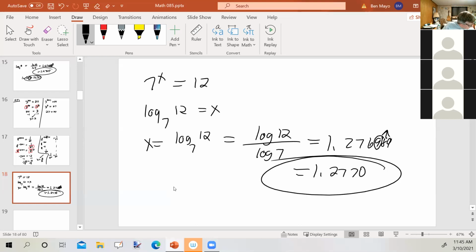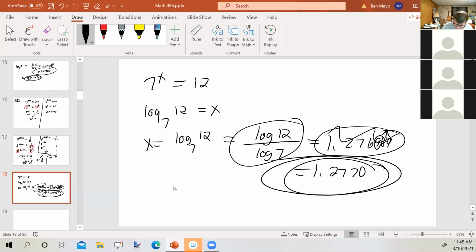Okay. Now it says give an exact solution and then the approximate solution. So this would be the exact solution. This would be the approximate solution. Okay. You could also argue that this is the exact solution, though it's just not in a form we can punch into the calculator. All right.